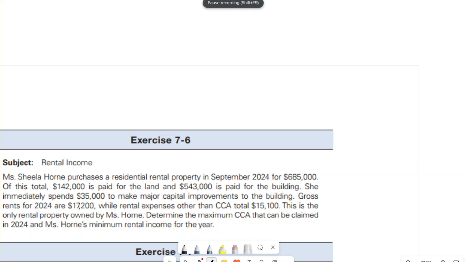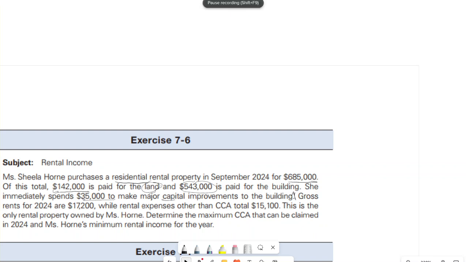So when you look at it, it's saying Miss Sheila Horn purchased a residential property in September 2004 for 685,000. Of that, 142,000 is paid for the land and 543,000 was paid for the building. She immediately spent 35,000 to make a major capital investment to the building. At this point, what is the cost of the building?